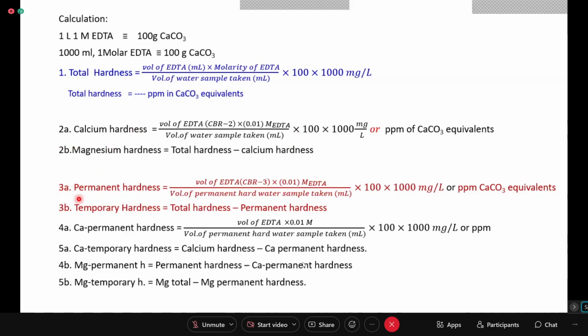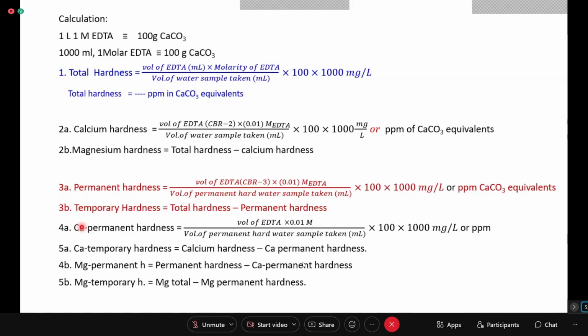Then the third part is permanent hardness. You had boiled the water sample and you are determining. So volume of EDTA into molarity of EDTA by the volume of water sample taken 200 into 1000 ppm of CaCO3. So that corresponds to total permanent hardness. Now this grand total minus this permanent hardness, you will get the temporary hardness. So temporary hardness is equal to total hardness minus permanent hardness.